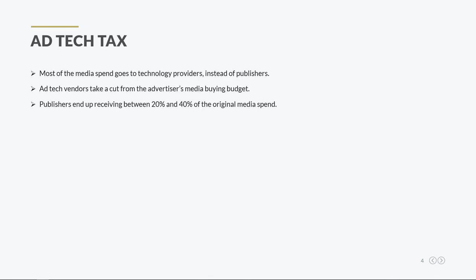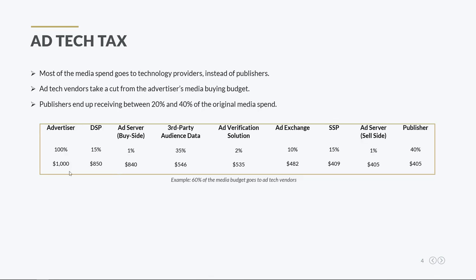The truth is that publishers could have generated more revenue, and advertisers could have spent less money on buying media. However, since ad tech vendors provide the necessary infrastructure and technology, they have to get somehow paid. But let's see in greater detail how ad tech vendors eat into media budgets. For this example, let's assume that an advertiser's media budget is $1,000 per month.